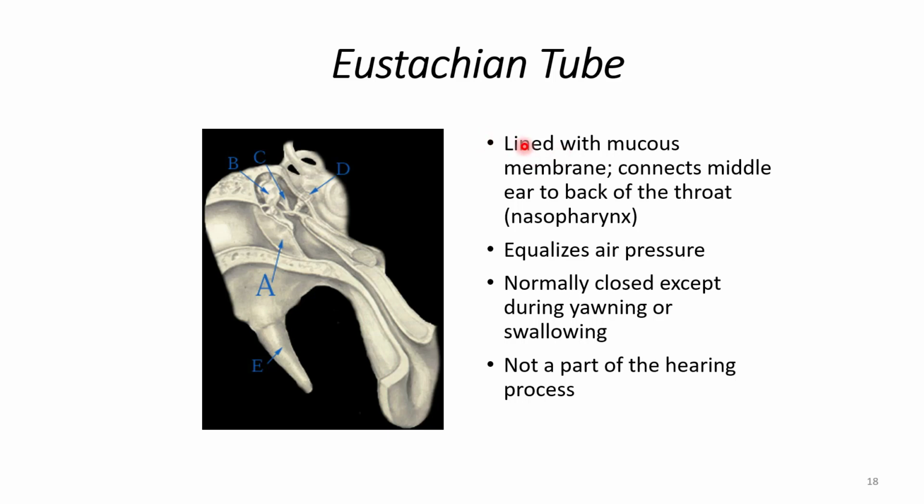The Eustachian tube is lined with mucous membrane, connects the middle ear to the back of the throat, and it equalizes air pressure, normally closed except during yawning or swallowing. It's not a part of the hearing process. It does not play a role in hearing, but it does equalize the pressure and keeps the middle ear aerated and healthy. And when the air pressure is equalized, we hear optimally. So for the optimal function of the middle ear, this is where the Eustachian tube's importance lies.